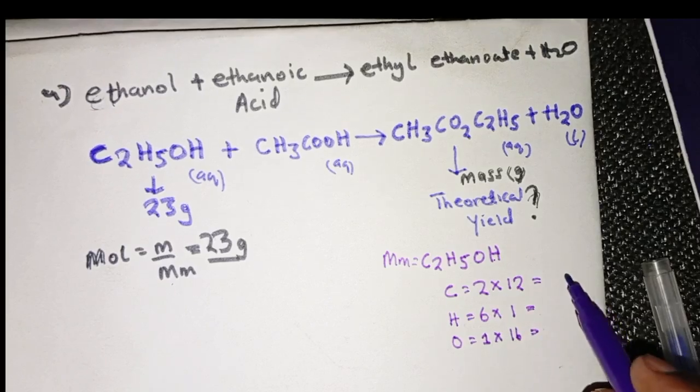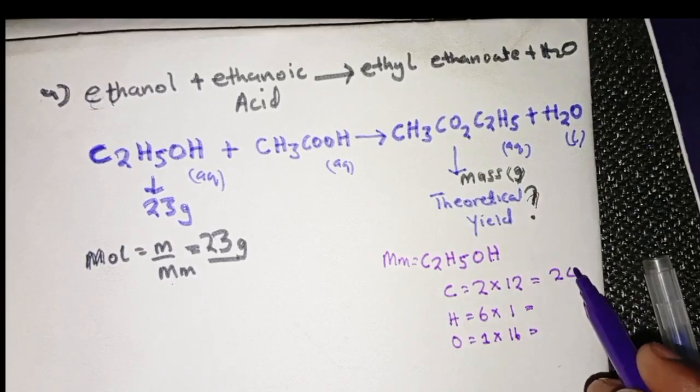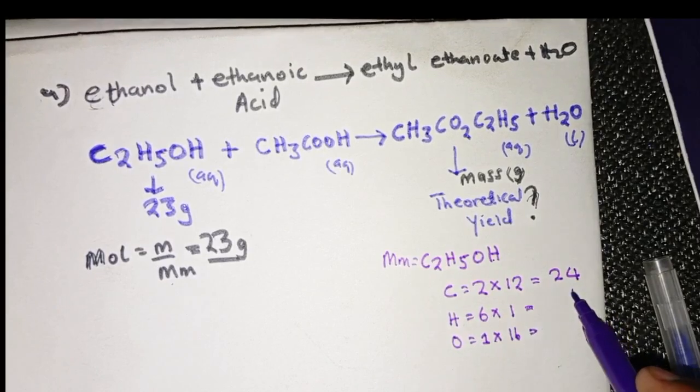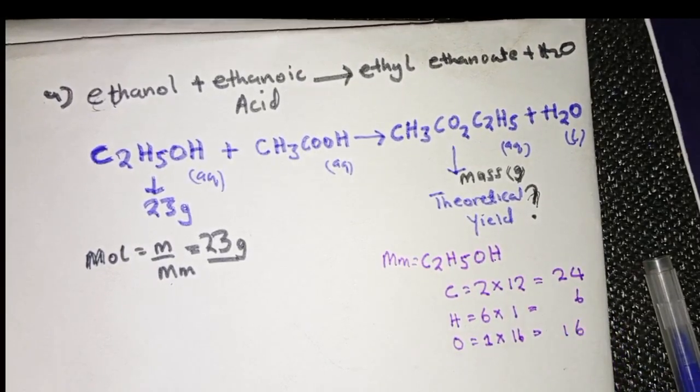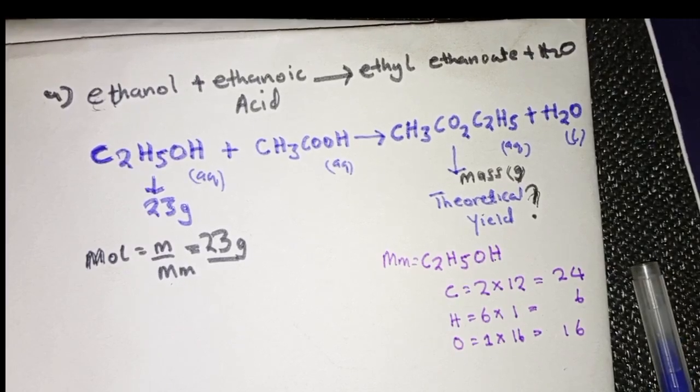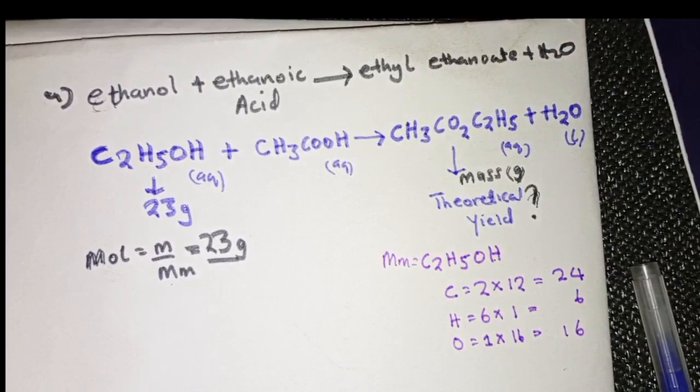2 times 12, you get 24. 6 by 1, you get 6. Here you get 16. And what do you do now? After this, you need to simply add 16 plus 6 plus 24, and you are good to go.